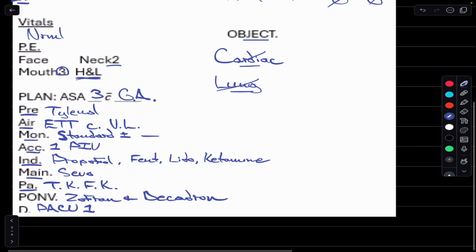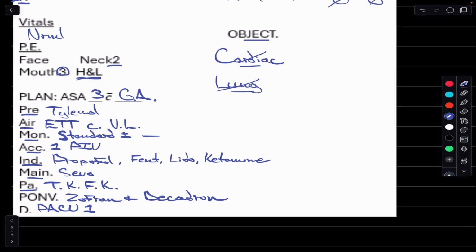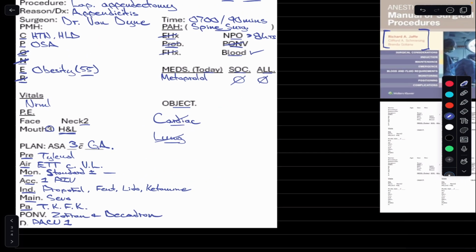We can give her Tylenol pre-op. We'll manage her airway with an endotracheal tube and video laryngoscopy. We'll use standard monitors alone, obtain venous access with 1 peripheral IV. We'll induce her with propofol, fentanyl, lidocaine, ketamine. We'll maintain her anesthesia with sevoflurane. Post-op, we can manage her pain with Tylenol, ketorolac, fentanyl, or ketamine. We'll manage her post-op nausea and vomiting with Zofran and Decadron, and we'll send her to PACU1 following surgery.